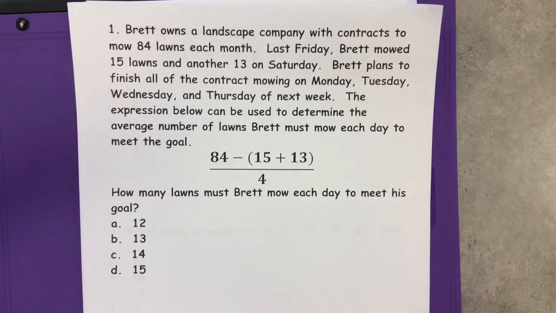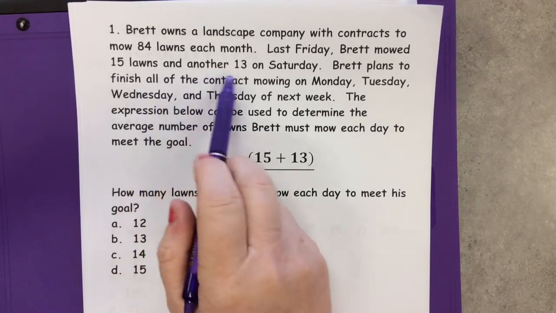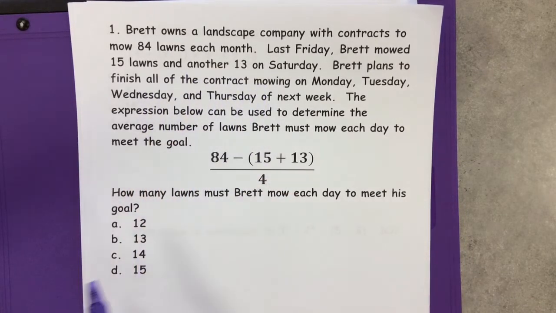Okay, so the first problem here on our homework says Brett owns a landscape company with contracts to mow 84 lawns each month. Last Friday, Brett mowed 15 lawns and another 13 on Saturday. Brett plans to finish all of the contract mowing on Monday, Tuesday, Wednesday, and Thursday of next week.